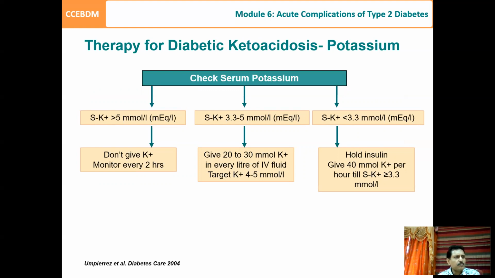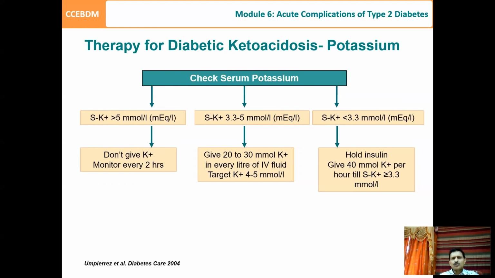Now, if at the time of presentation there is hyperkalemia, we don't have to give the potassium, because, as I've told you, because of the acidotic process, the potassium comes out from inside the cell to outside the cell. So the initial presentation may be associated with hyperkalemia, and we don't give potassium initially. Once you have started the insulin infusion, potassium will enter inside the cell. So once the potassium keeps entering the cell, the serum potassium level goes down, and that is when we have to start replacing the potassium in the intravenous fluid.